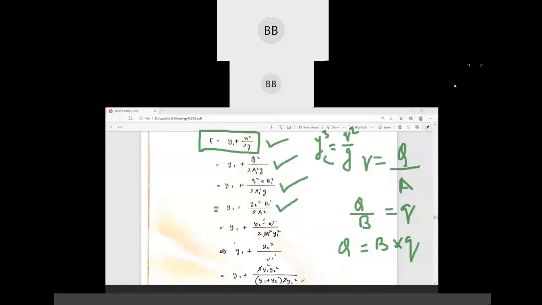Then again, this will be yc cube. We replace this area a1 by b1 into y1, because it's a rectangular channel, multiplied by y1. So it will be squared, so it will be b1 square multiplied by y1 square. So that b1 square will be cancelled out. What will be left out is yc cube divided by twice y1 square.